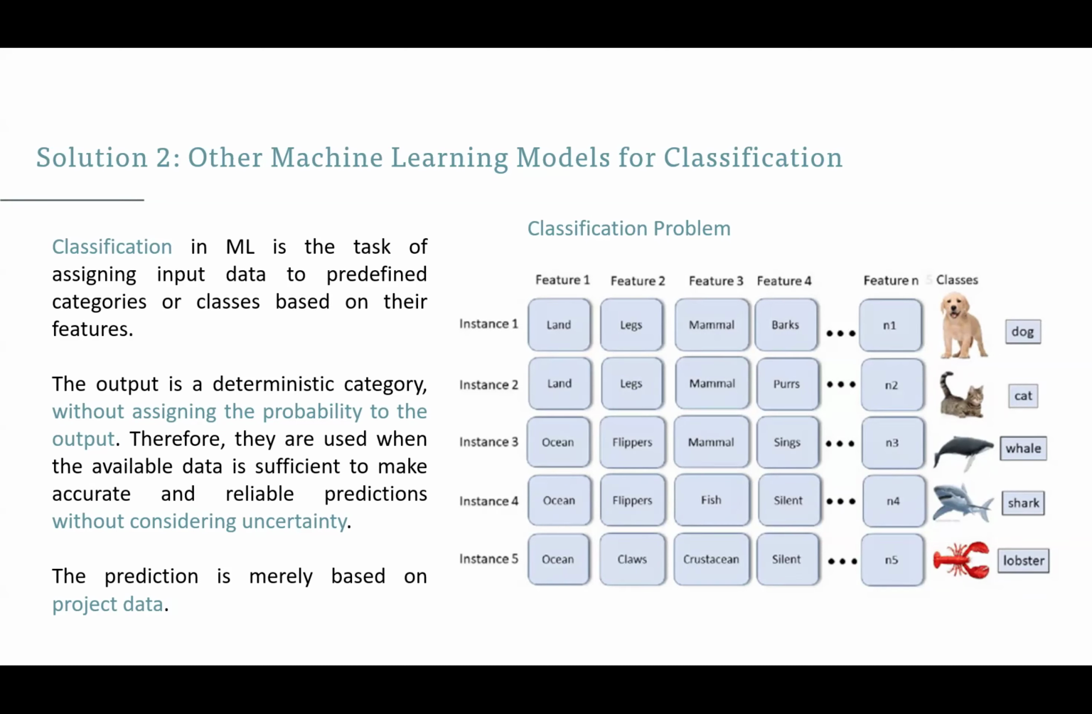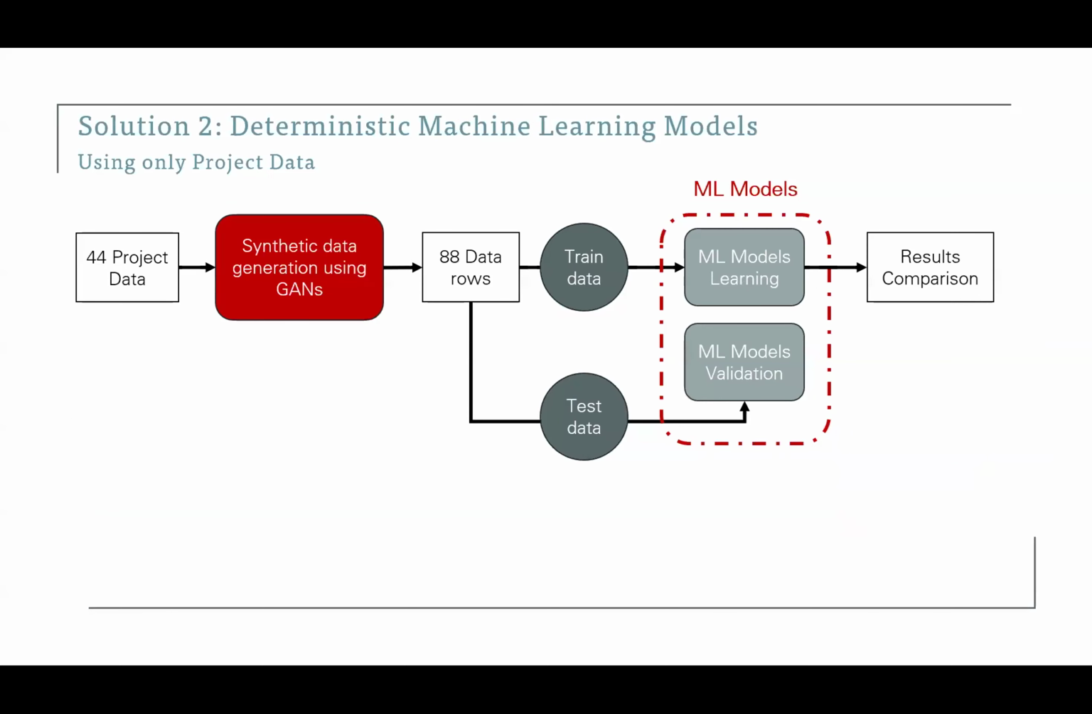The second solution was the deterministic machine learning models, and it was a simple classification task. As you see in this example, given different features, let's say for an animal, it lives on land, it has legs, it is from the mammals, et cetera, then it classifies it as a dog. It doesn't assign any probability to this answer. It says 100% it's a dog. It's the same for this problem. Based on the different features, or the different project variables, the class assigned is a yes or no for whether that risk will happen or not. And the structure of training and testing is like this.